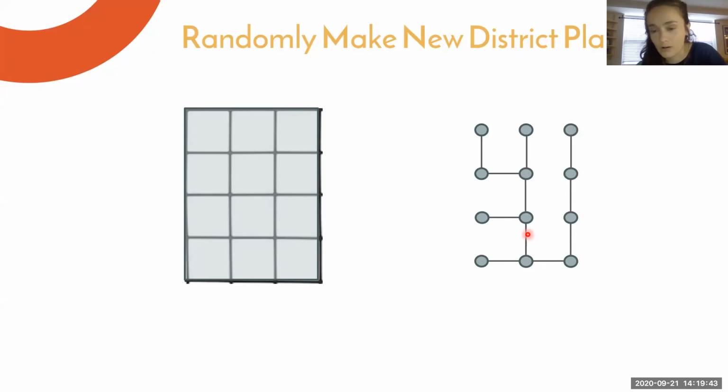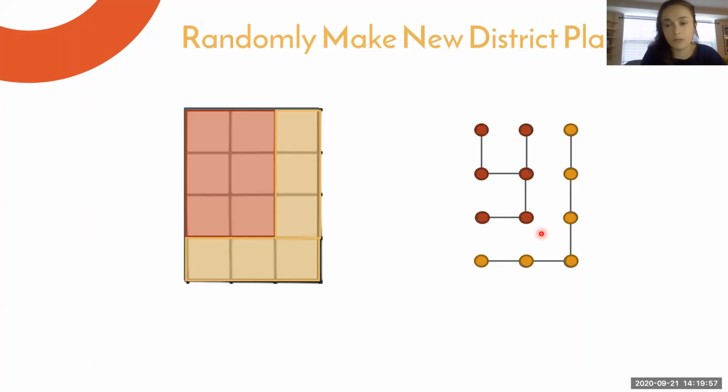And I'm sure you all found this edge as the one to cut. And if you cut this one, we have 2 disconnected pieces with 6 nodes each. And we can use that to define a new 2-district plan. Okay, so let's apply this idea now. We call this, by the way, the recom algorithm or recombination algorithm.